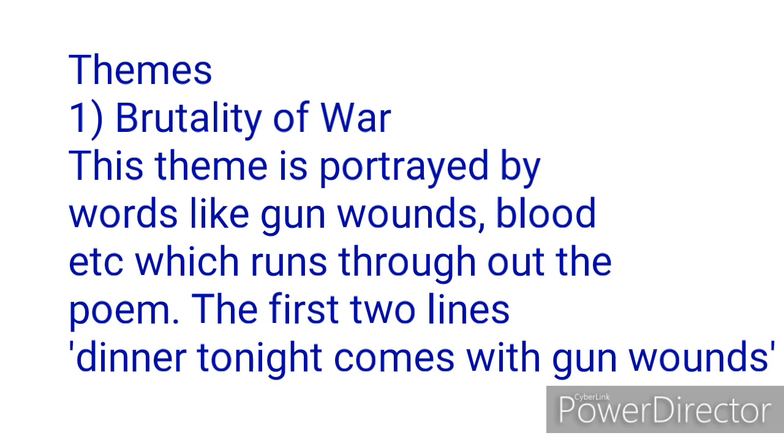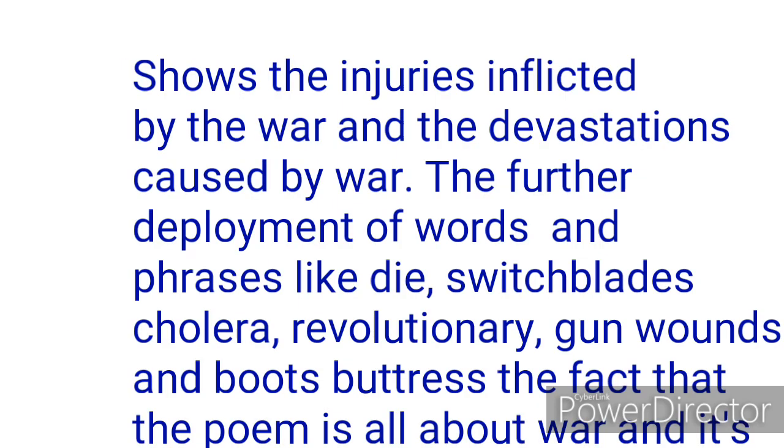The next thing we are going to consider in this poem is the themes. The first one is the brutality of war. This theme is portrayed by words like gun wounds and blood. The first two lines of the poem, "Dinner tonight comes with gun wounds," show the injuries inflicted by the war, the devastations caused by the war. The deployment of words and phrases like blood, die, switchblade, cholera, revolutionary, gun wounds, and boots portrays the fact that the poem is all about war and its brutality.